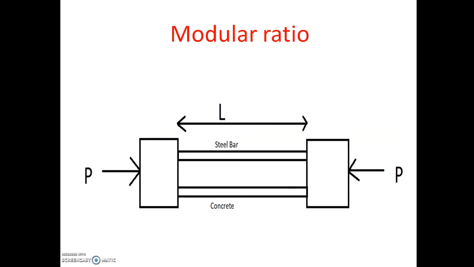Actually, the RCC section is a composite section in which steel is there and concrete is there. If we apply a load on that particular cross section, the steel will act differently and the concrete will act differently. So in this case, for a length of L, the steel bar and concrete bar are placed and given supports at the ends, and a load of P is acting on both.